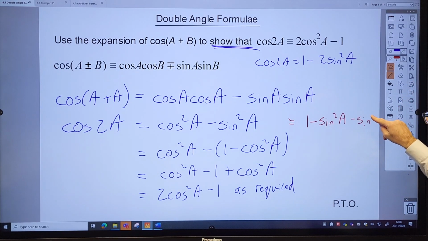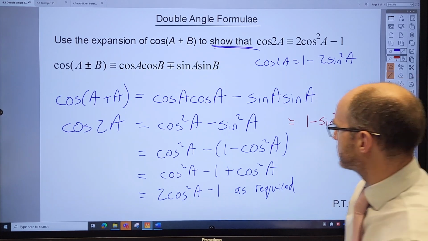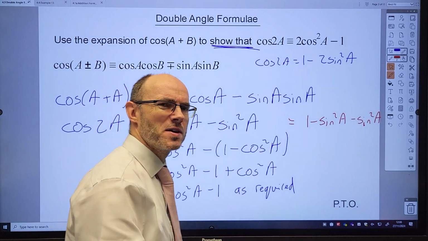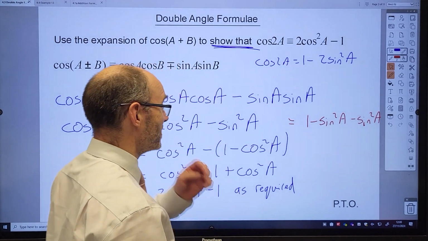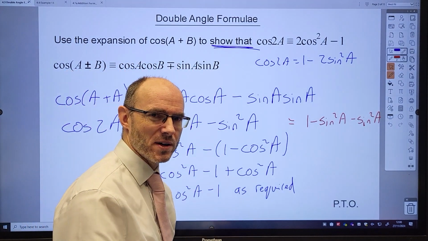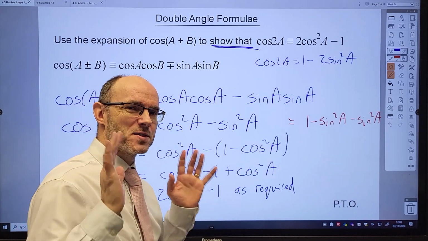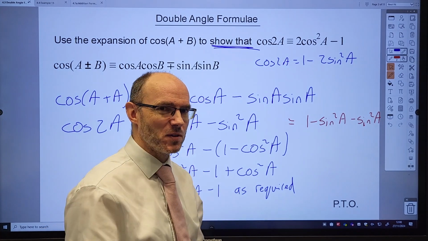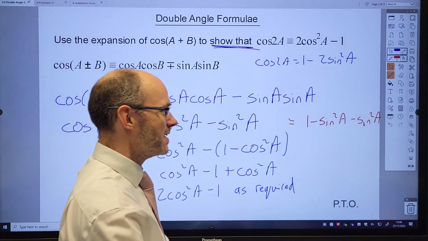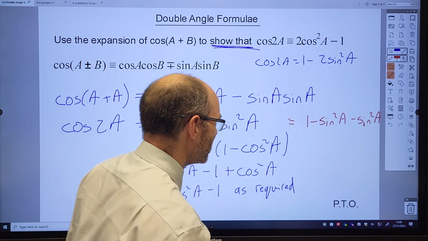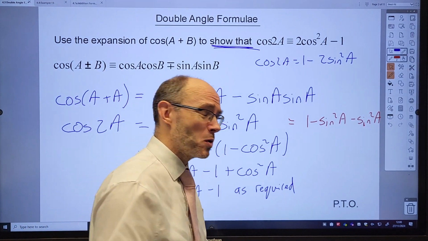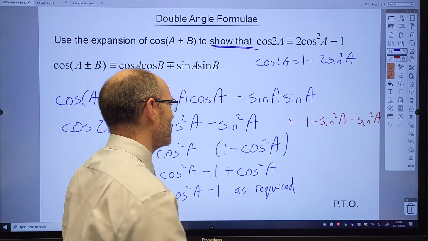sine squared A. No brackets required, but yeah, sounds like Phil Collins' album, doesn't it? No jacket required, okay? But no brackets required. Maybe you should think of some mathematical, musical variations of famous songs, or famous albums. Okay, here, this is my no brackets required. So I'm not about to go into Phil Collins mode. Probably a lot of you don't know who Phil Collins was. Shame, because anyway, there you go.